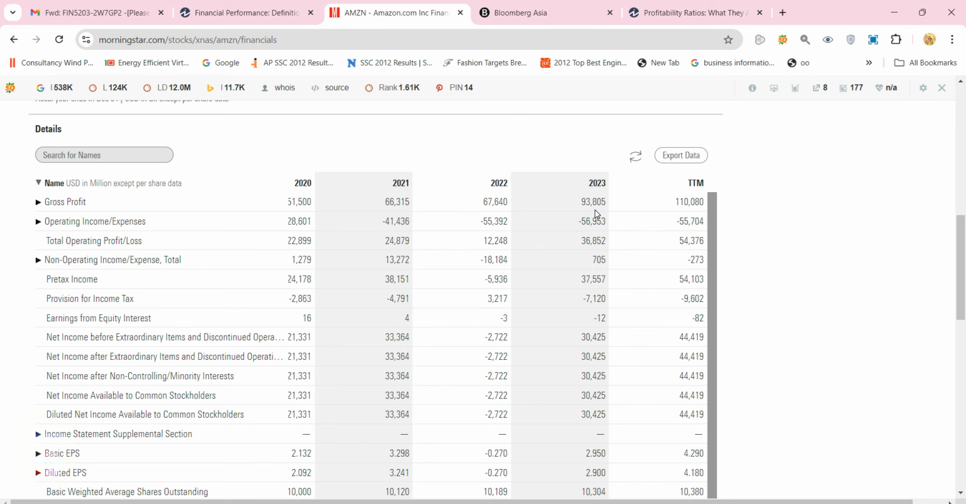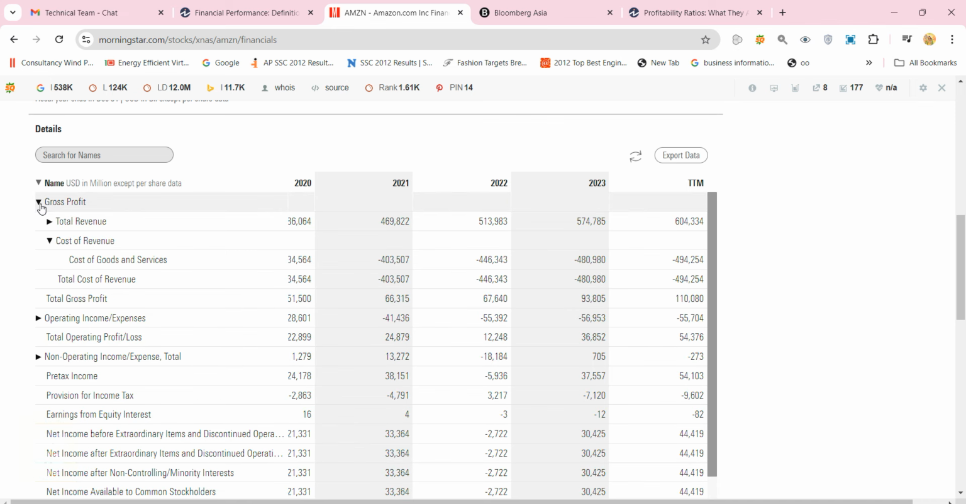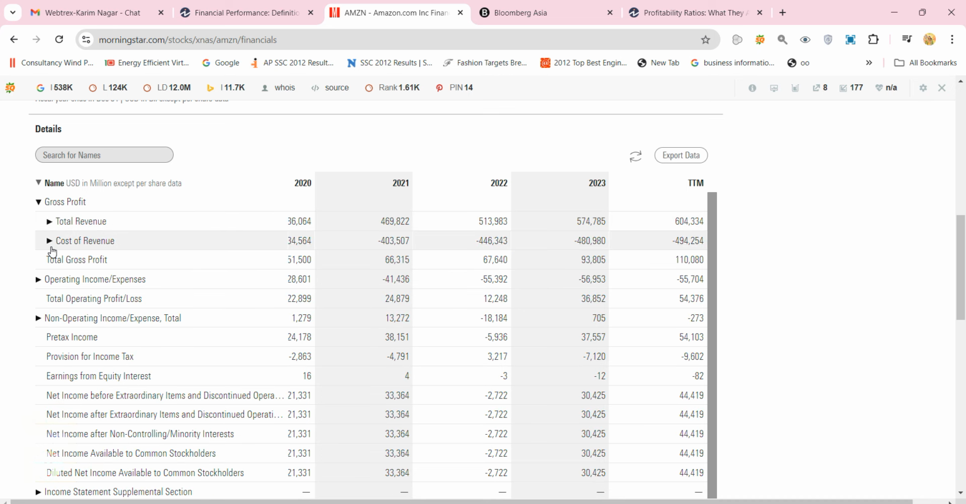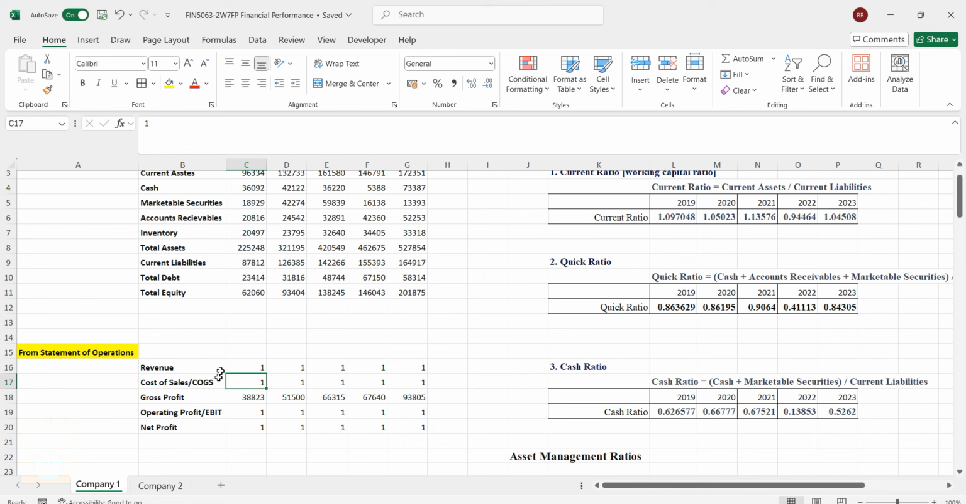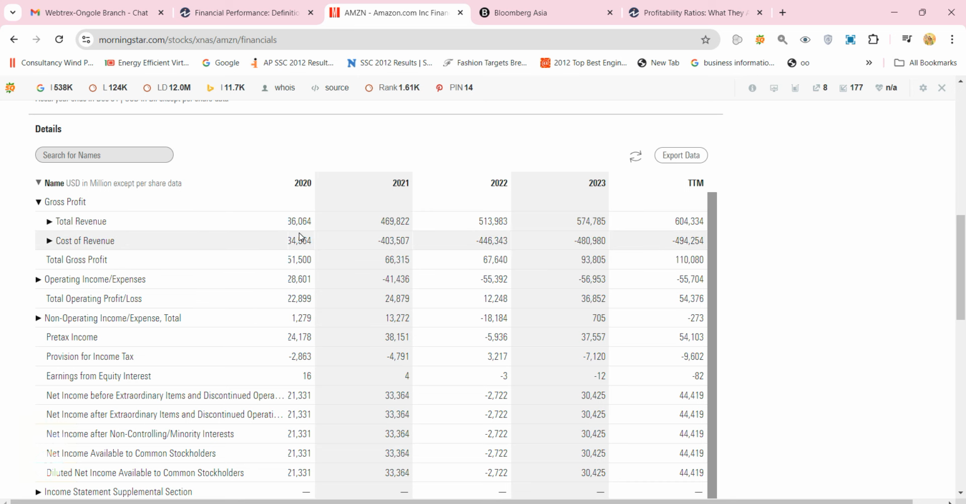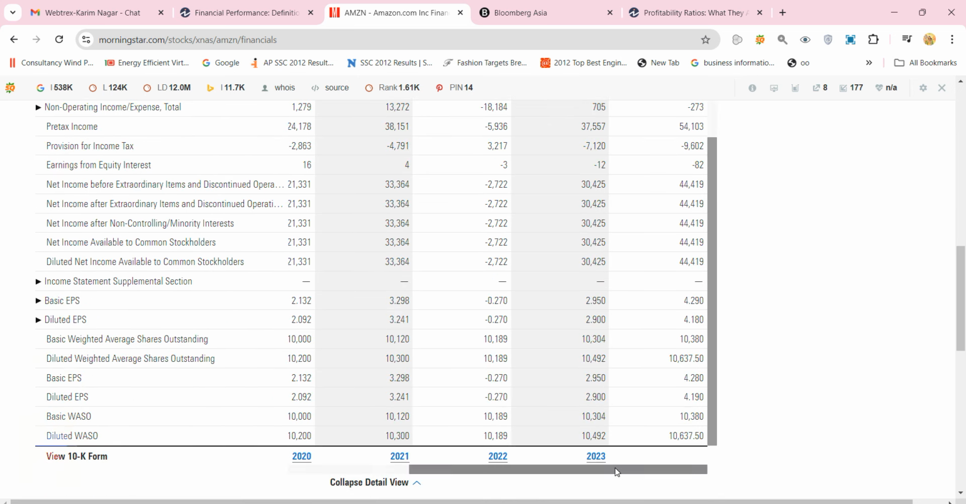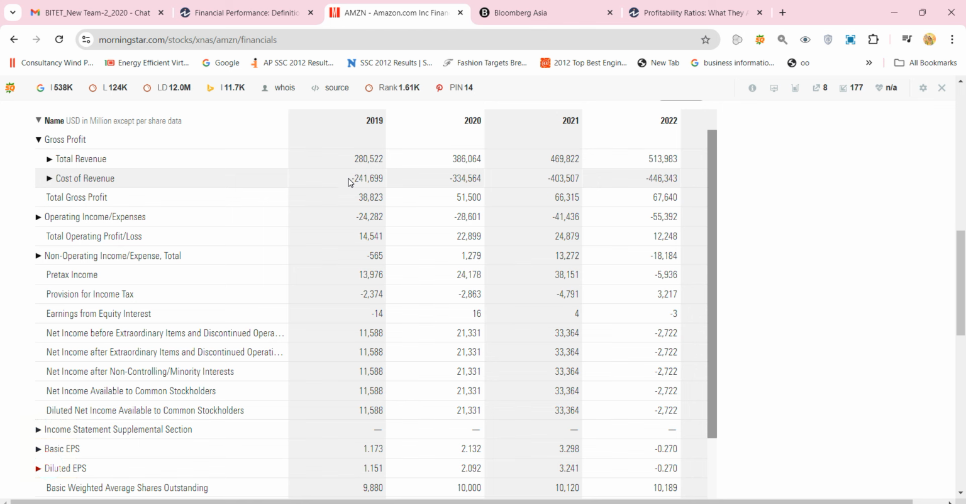Now let us see what is inside gross profit. We have total revenue and cost of revenue. These two values are required here. Total revenue, and cost of goods sold is cost of revenue. Revenue is nothing but sales. Cost of sales is nothing but cost of goods sold. So both the values you are supposed to take. For total revenue, just cross check and take values. It is in minus value, but you are supposed to include it as a positive value.